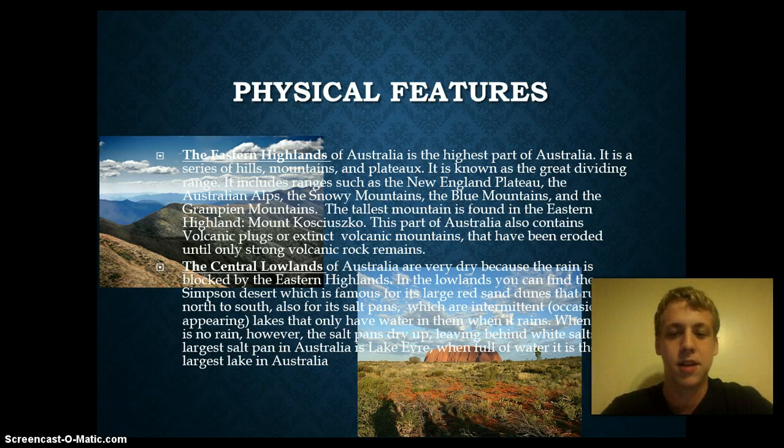In the lowlands, you can find the Simpson Desert, which is famous for its large red sand dunes that run north to south. Also for its salt pans, which are intermittent, occasionally appearing lakes that only have water in them when it rains. When there is no rain, however, the salt pans dry up, leaving behind white salts. The largest salt pan in Australia is Lake Erie. When full of water, it is the largest lake in Australia.